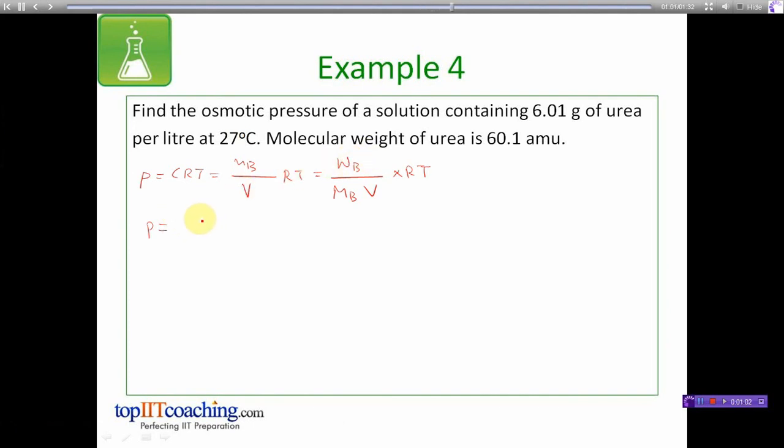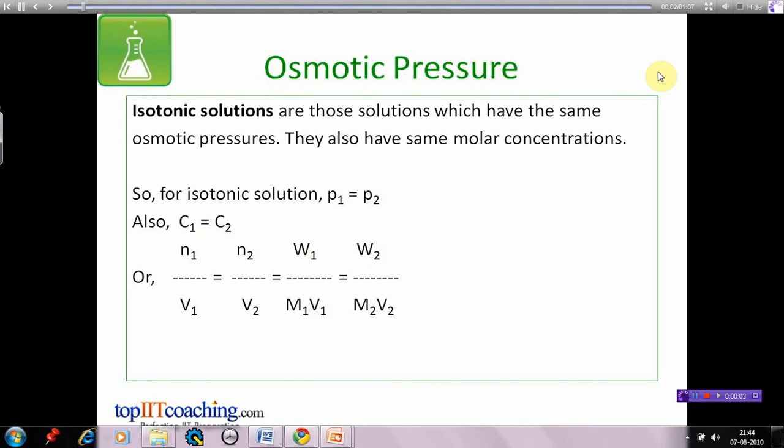So on substituting the values given to us in this equation, we can write P is equal to WB, that is the weight of urea, is 6.01 divided by molecular weight, that is 60.1 into volume 1 liter into R into T, 300 Kelvin, as we know that 27 degrees centigrade is equal to 300 Kelvin. On solving this equation, we get the value 2.66 atmosphere. This is the osmotic pressure.